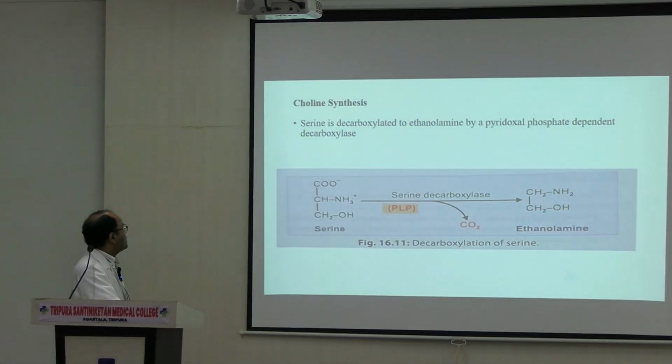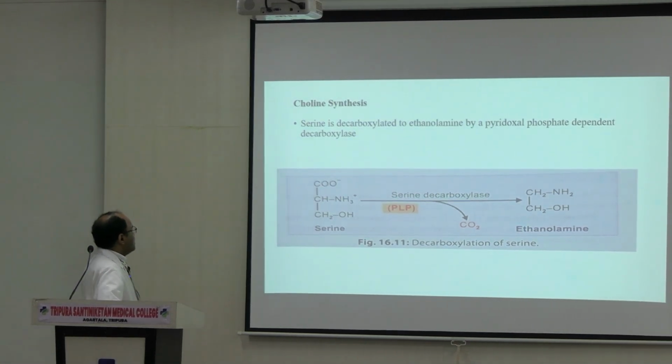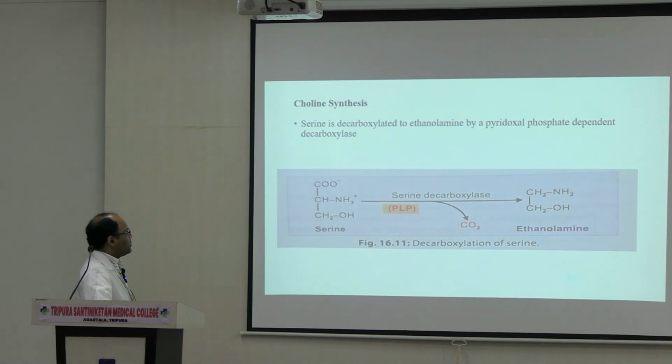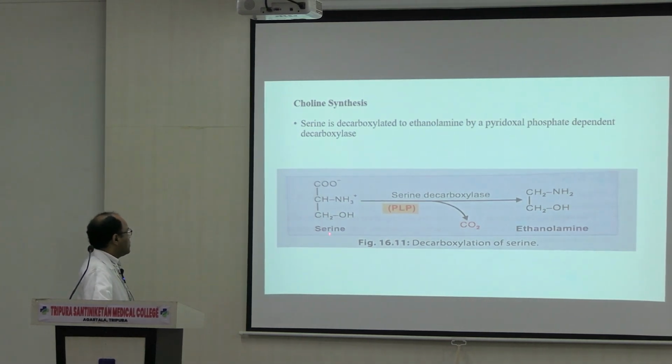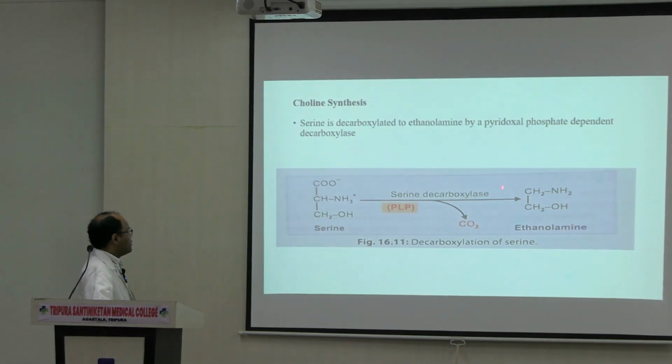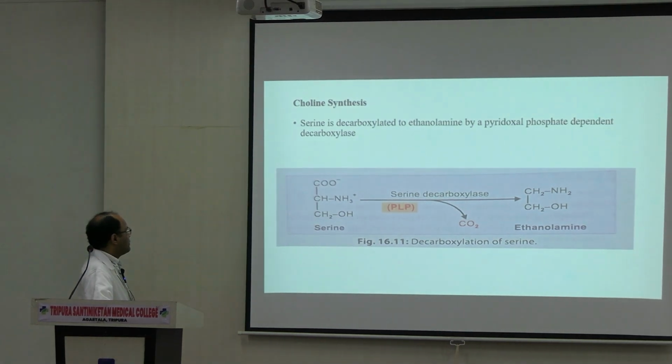Next, choline synthesis. Serine is decarboxylated to ethanolamine by a pyridoxal phosphate dependent decarboxylase. Serine is converted to ethanolamine with the help of serine decarboxylase. Here PLP is required, and from ethanolamine choline is formed.